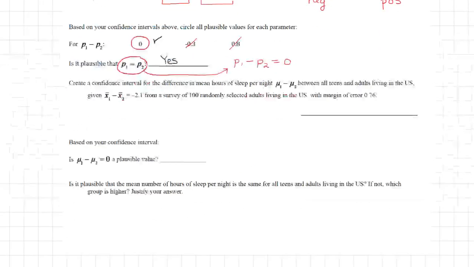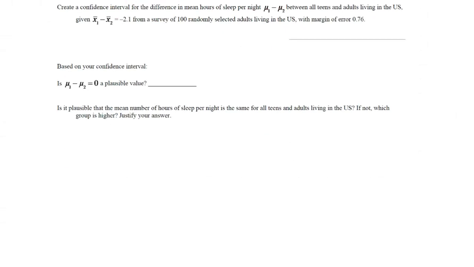So let's do this process for a difference of two means now. We have our sample statistic x1 bar minus x2 bar equals negative 2.1. We have a margin of error that we're given. Note the difference in wording. This is not SE, this is ME being explicitly given to us. So we don't multiply it by 2. We're just going to do x1 bar minus x2 bar plus or minus the margin of error, is negative 2.1 plus or minus 0.76.